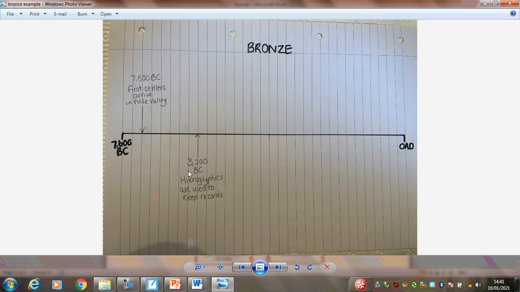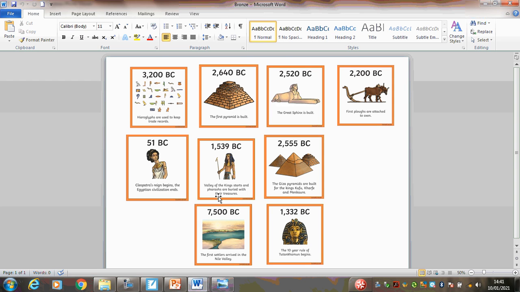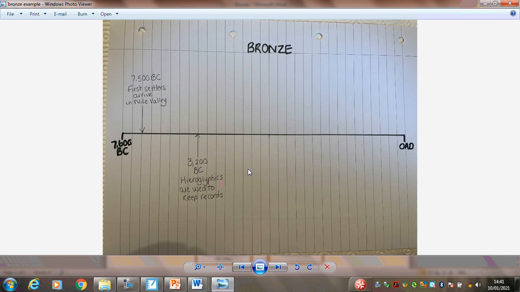Then I've started putting on roughly whereabouts certain things happened, and you can see that I am trying to use a bit of a scale here. So 7,500 to 3,200, that's quite a big span of time, so I left quite a bit of space in between those, and I was plotting these points onto my timeline.